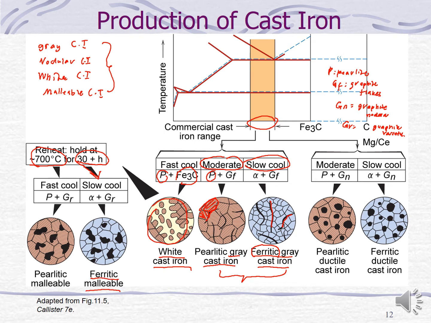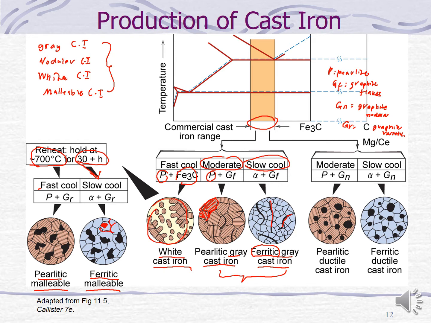When we do fast cooling, it will produce pearlitic malleable. What is the difference? The difference is, for the slow cooling, it will produce a microstructure having a graphite rosette. The black region is referring to the graphite rosette, surrounded by the ferritic phase.